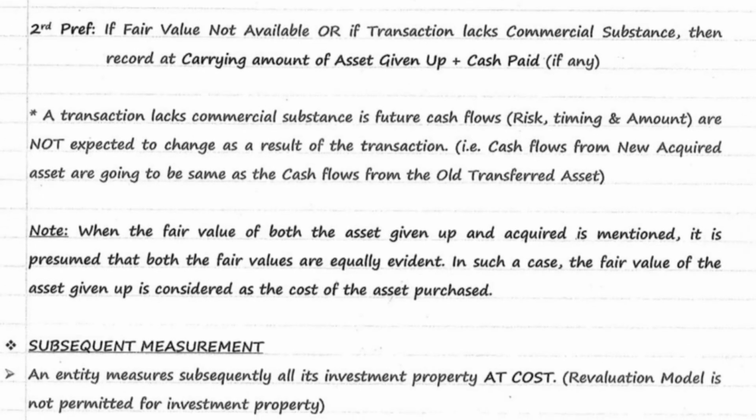A transaction lacks commercial substance if future cash flows, that is risk, timing and amount, are not expected to change as a result of the transaction. That is, cash flows from newly acquired asset are going to be same as the cash flows from the old transferred asset. When the fair value of both the asset given up and acquired is available, it is presumed that both the fair values are equally evident. In such a case, the fair value of the asset given up is considered as the cost of asset purchased.